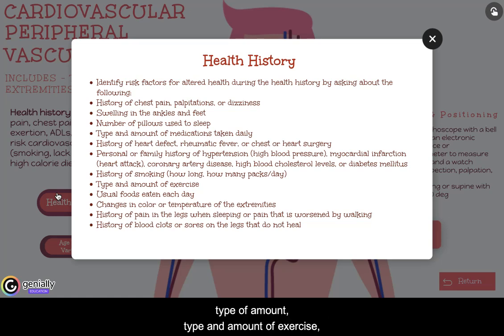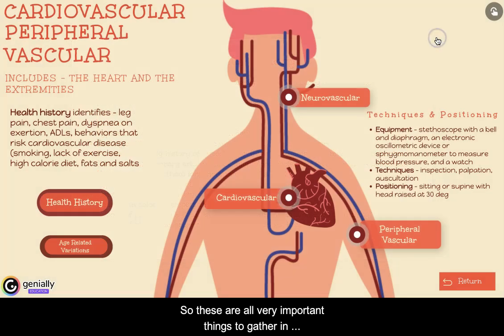Type and amount of exercise, usual foods they eat each day, changes in color or temperature of the extremities, right, your hands and the legs, history of pain in the legs when sleeping or pain that is worsened by walking, history of blood clots or sores on the legs that do not heal. So these are all very important things to gather in their health history.